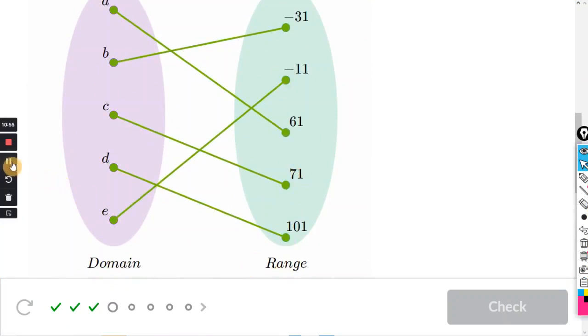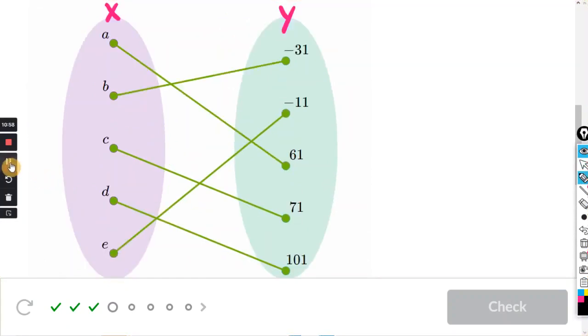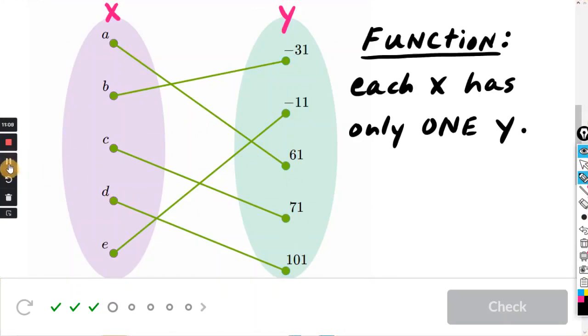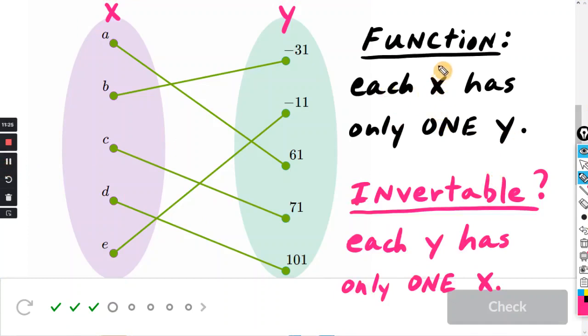Let's mark that. Now, to prove that something is a function, each x value has to have only one y value. So let's write that out. Each x has only one y, so that's a function. Now for the inverse, or to test if it's invertible, you have to test the opposite of this. So each y has to have only one x. Because for the inverse, you flip or swap the x and the y. So now each y has to have only one x.